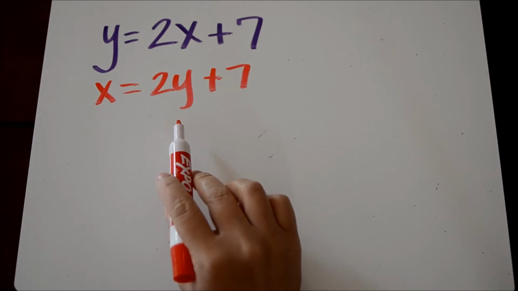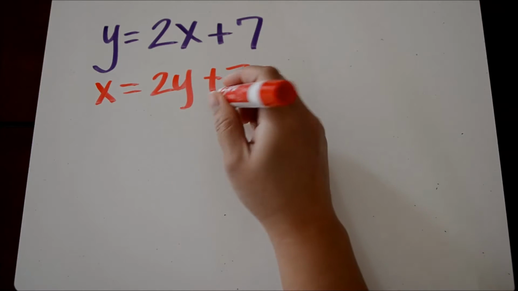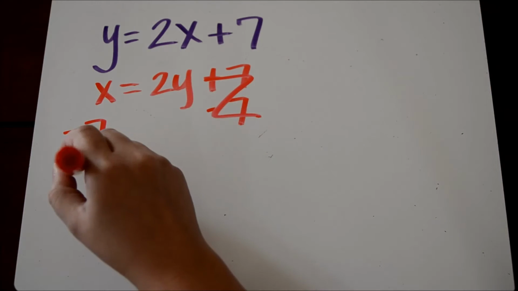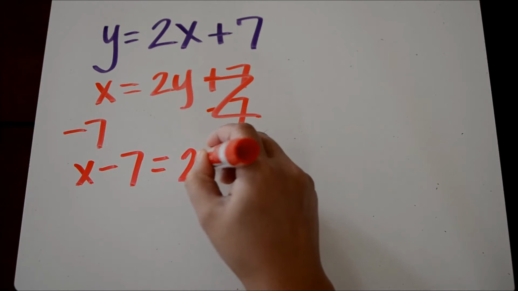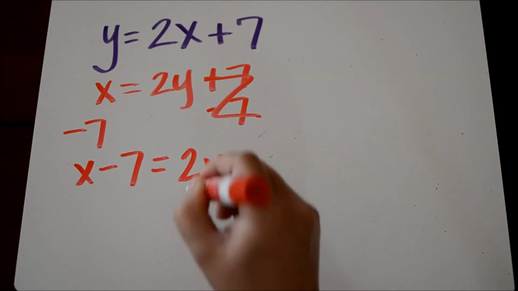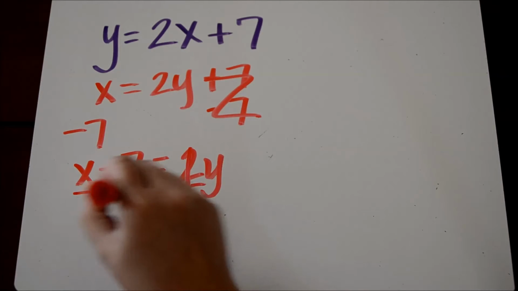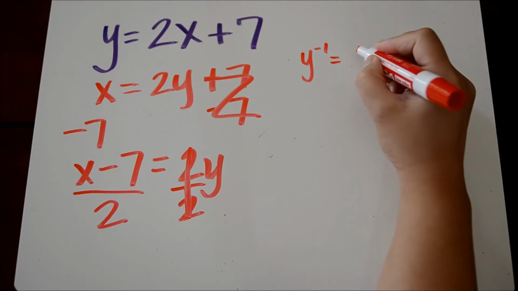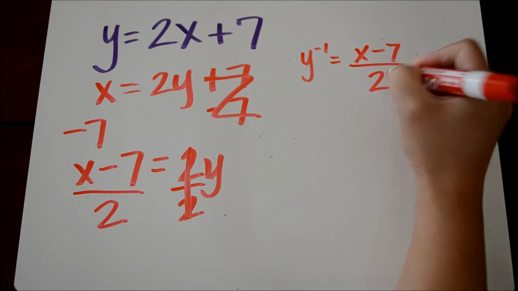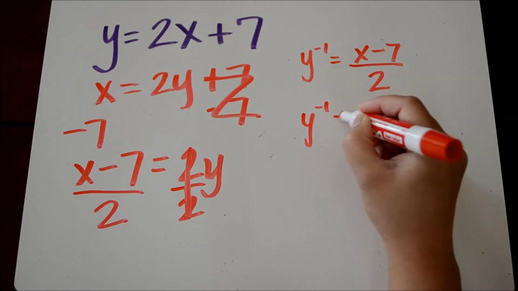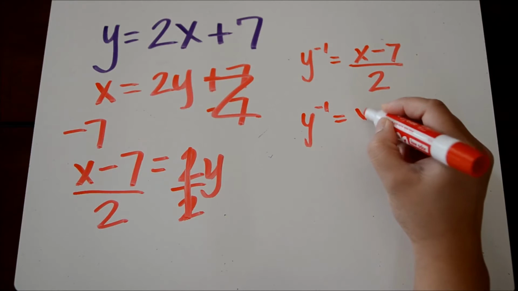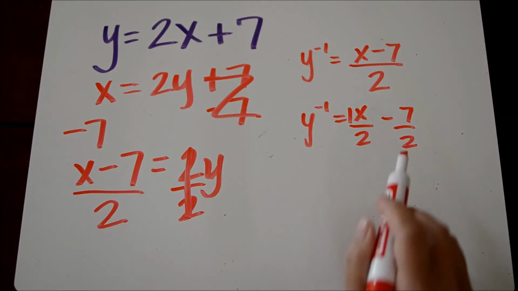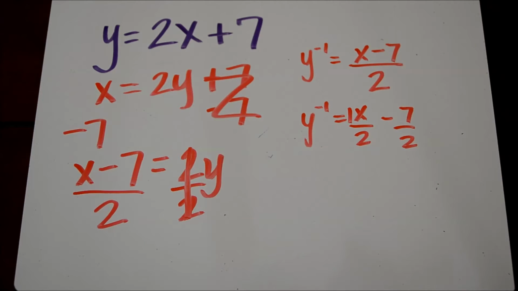After that, we're going to solve for y using inverse operations. So we'll subtract 7 from both sides, and it zeroes out here. We get x minus 7 equals 2y, and then we'll divide to isolate the y. So we'll get the inverse of y is equal to x minus 7 over 2. If that's confusing, you could definitely break up your answer into x over 2 minus 7 over 2. And so that would actually be 1/2 x minus 7/2.